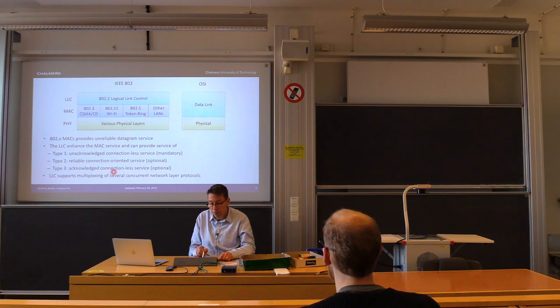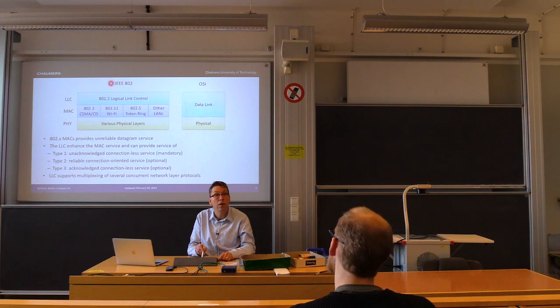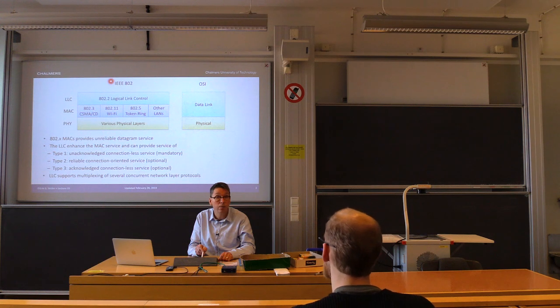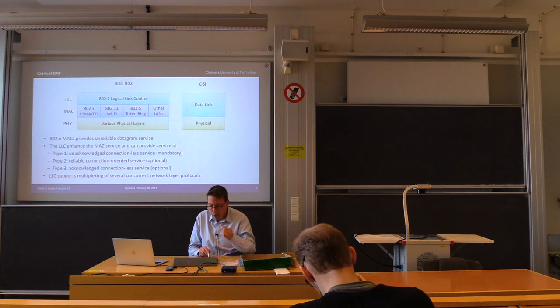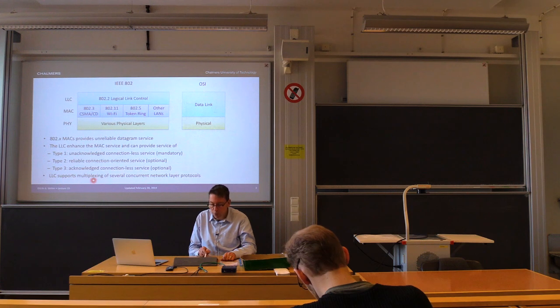So type 3 basically, if you send a packet down, you will get an acknowledgement back when it's delivered. Okay. Type 2 is when you have a stream of packets, and then you can guarantee delivery of packets in order. So there you need some type of ARQ protocol. We will not talk about 2 and 3, but just talk about 1 here. And LLC supports multiplexing of many network layer protocols on top of this. So there could be many protocols on top of LLC at the same time.